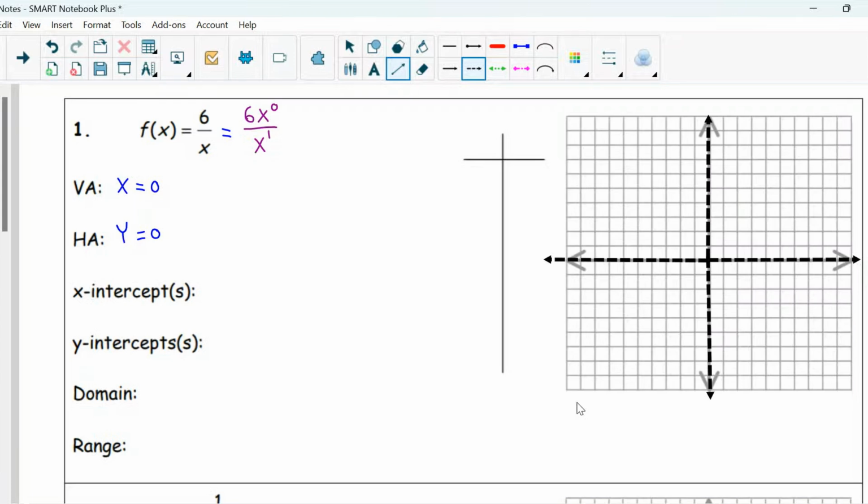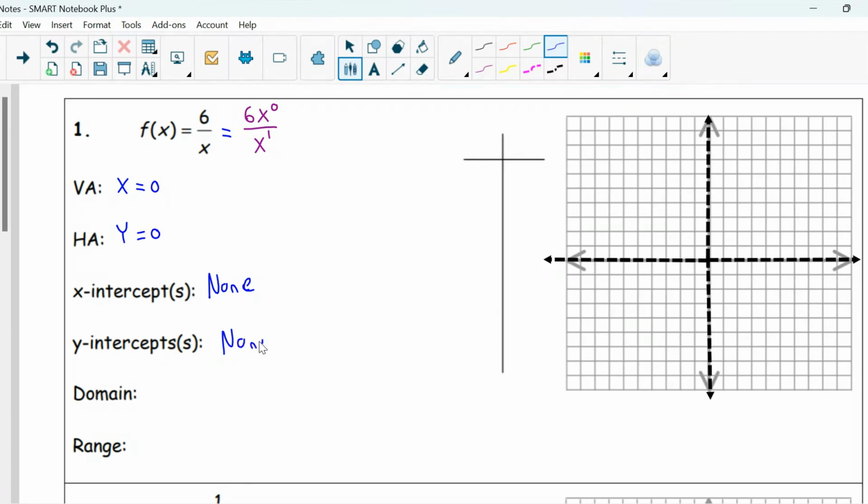Since these are our asymptotes, we can instantly infer something about our x and y intercepts. We're not going to have any. So I am going to write none for both of those. But we can also show it. For our x-intercepts, substitute in 0 for y, or f of x.